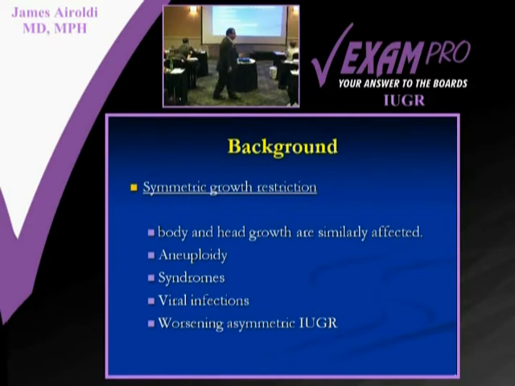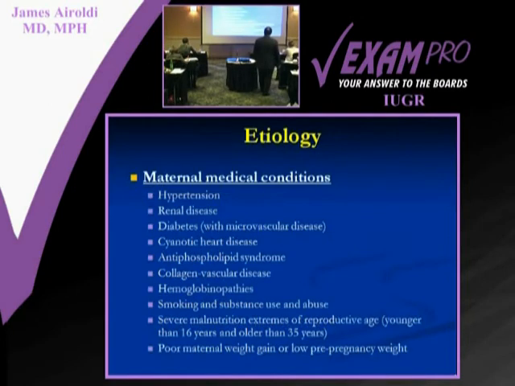Test question. Know the differential diagnosis for symmetric IUGR. The head and the body are similarly affected. What's the differential? Aneuploidy, syndromes, viral infections, or worsening asymmetric IUGR.